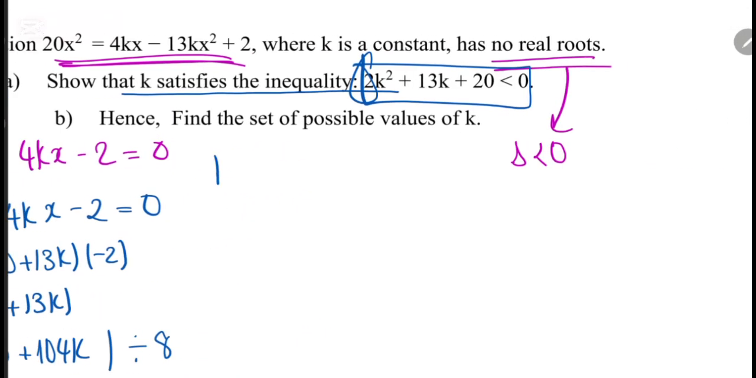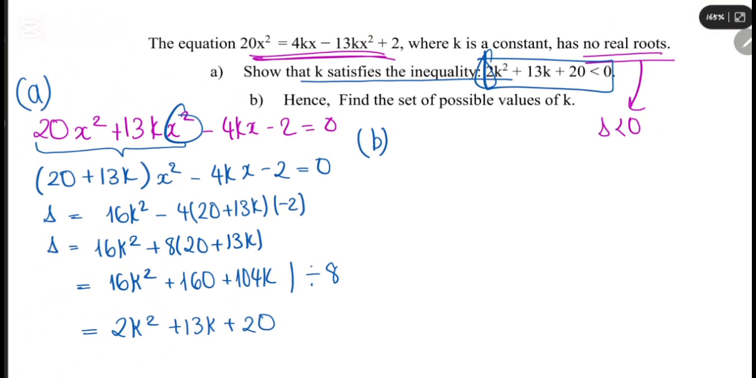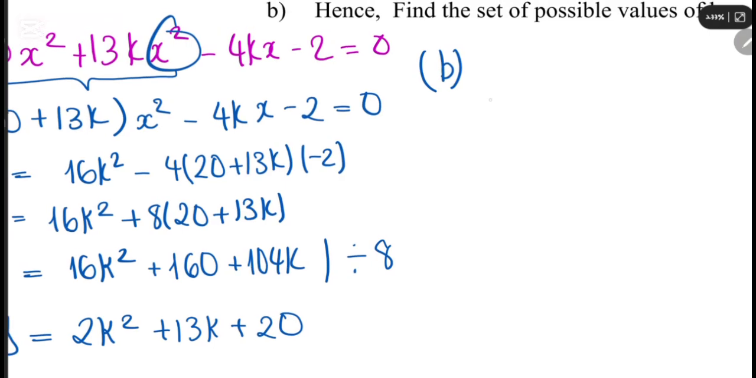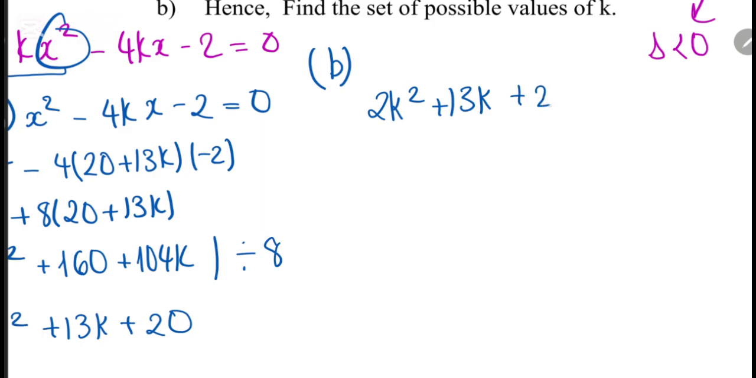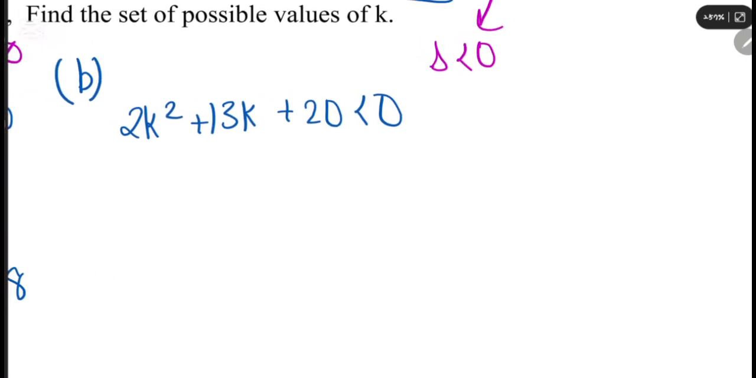Now part B. Hence, find the set of values for k. Okay, so we've got our discriminant here. We know that since there are no real roots, the discriminant has to be smaller than 0. So let's do it. 2k squared plus 13k plus 20 is smaller than 0. Now, again, quadratic inequalities come back. But before this, we need to solve this equation first and get the roots of this equation.